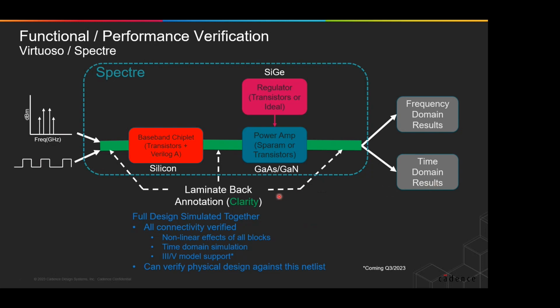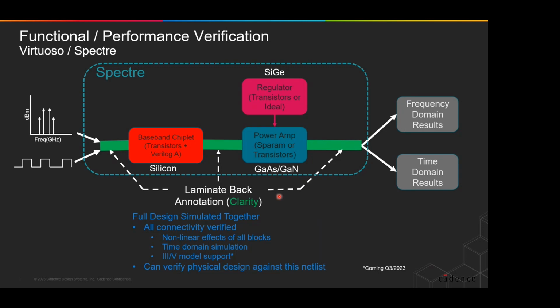You can simulate the whole thing together in Spectre end-to-end, and this provides some real value for validating your system, not in pieces, but in whole. So you can understand the nonlinear effects of all the blocks. You can do time domain simulation of all the blocks. And in the very near future, we'll be able to support 3.5 models in Spectre. So we'll be able to co-simulate your silicon, your SiGe, your SOI with, say, your GaN and GaAs devices directly.